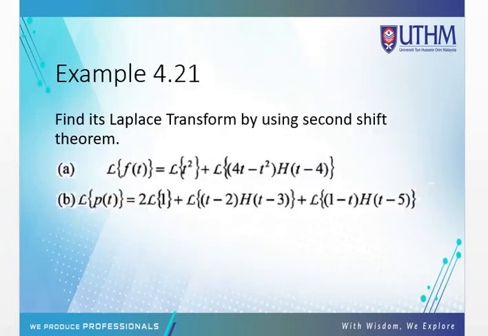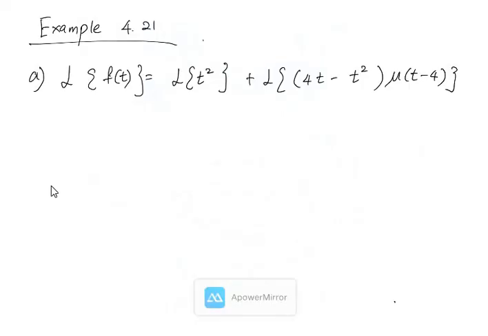Now let's look at the example. Find the Laplace transform by using the second shift theorem. The Laplace transform of f(t) is equal to the Laplace transform of t squared plus the Laplace transform of (4t minus t squared) u(t minus 4). So this is the question.